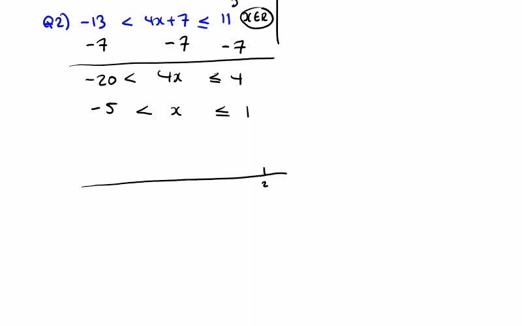So we start at 2, 1, 0, minus 1, minus 2, minus 3, minus 4, minus 5, minus 6. Which one do we color in? We color in the 1. You're going to tell me because of the equal part. We don't color in the minus 5. But we color in the line in between because x is an element of real numbers. So hopefully you've got a good understanding of compound inequalities.